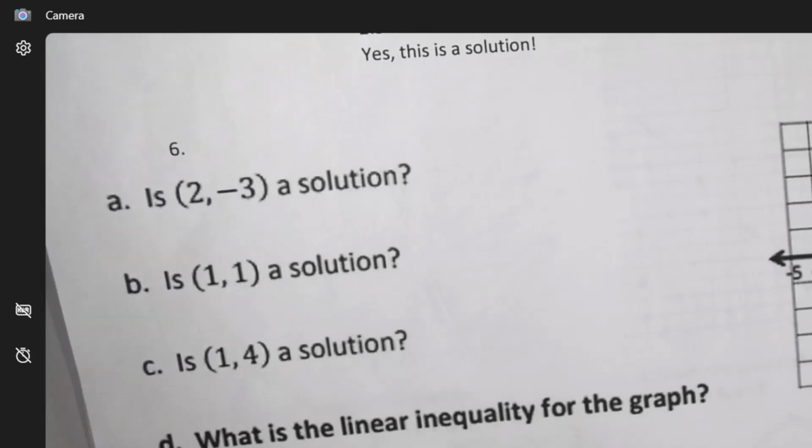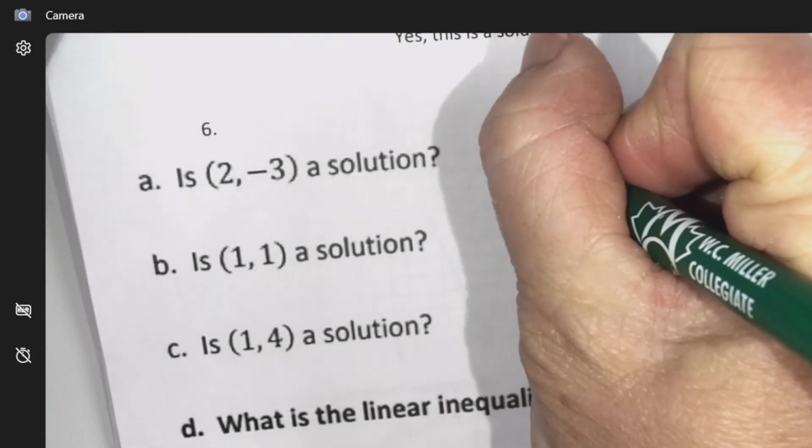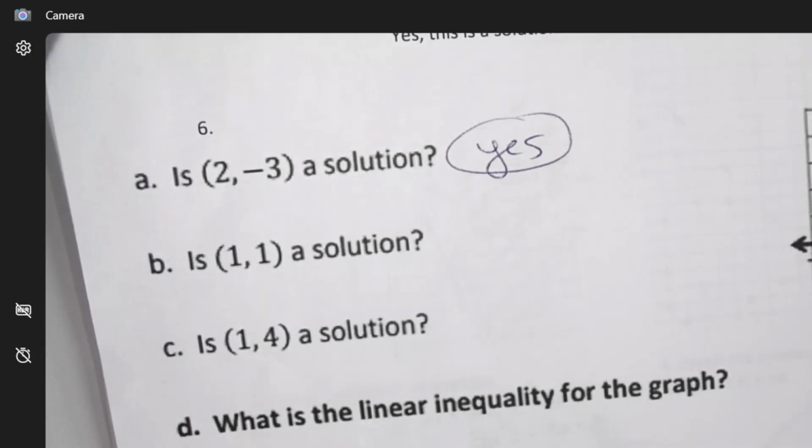Okay, last question. Is 2, -3 a solution? So where is 2, -3? Right where my pen is. Is it a solution on this question? Yes or no? Yes, it is. It's in the shaded zone. It's good. It would be in the solutions.